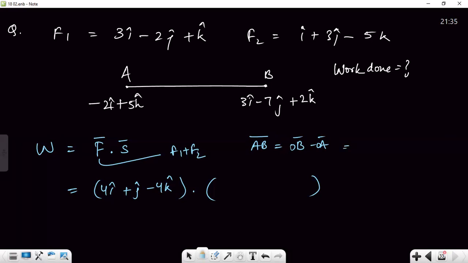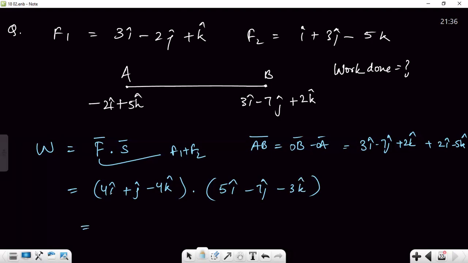Right? The OB vector is 3i cap minus 7j cap plus 2k cap, minus this vector. So minus minus plus 2i cap minus 5k cap. The result is 3i plus 2i, 5i, minus 7j plus 0, so minus 7j, plus 2k minus 5k, minus 3k.